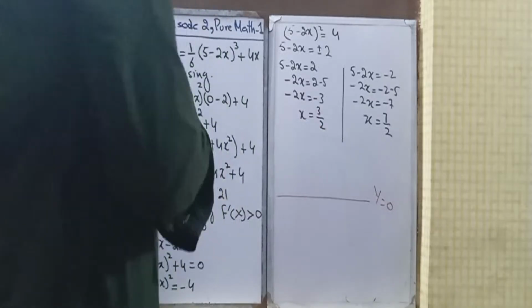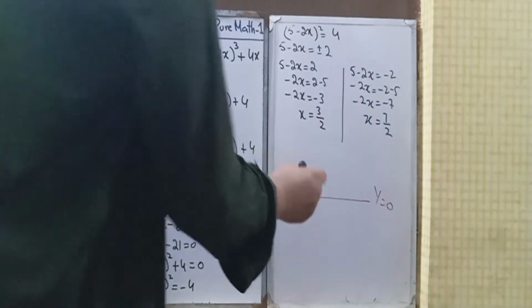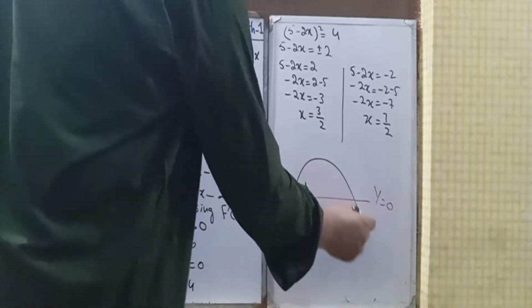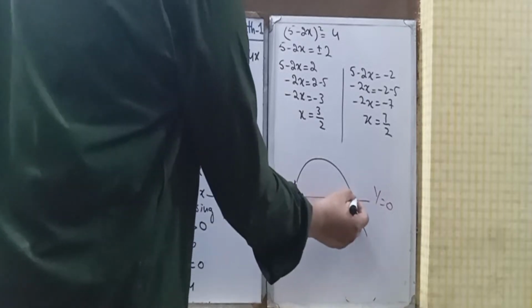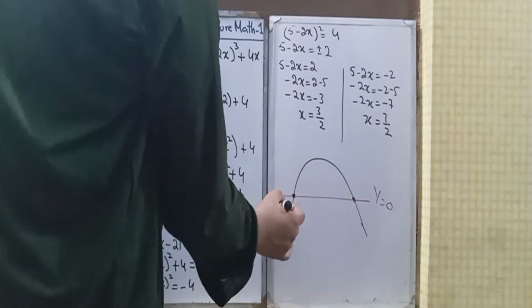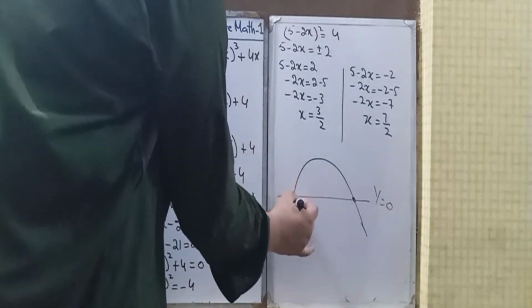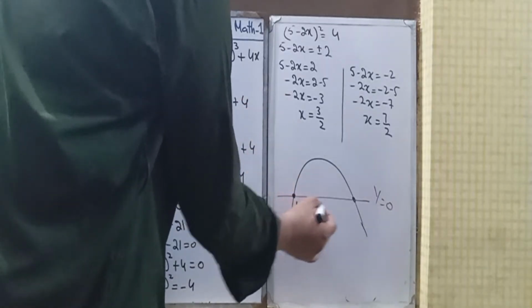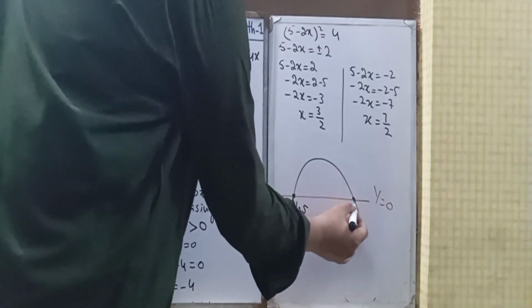You can say here, the sad face, it's a sad face, so the graph will be something like this. Okay, so this and this are the x-intercepts. One of them is 1.5, since 3 by 2 means 1.5, and this point is 3.5.